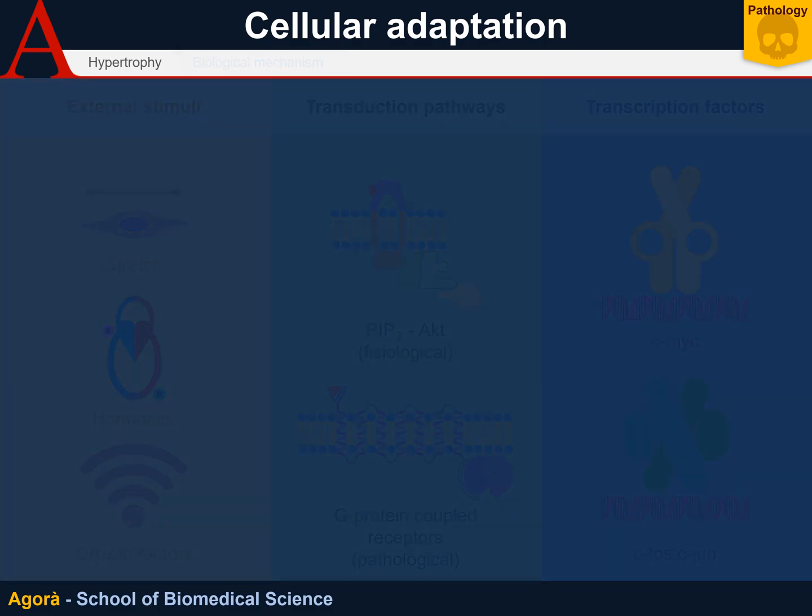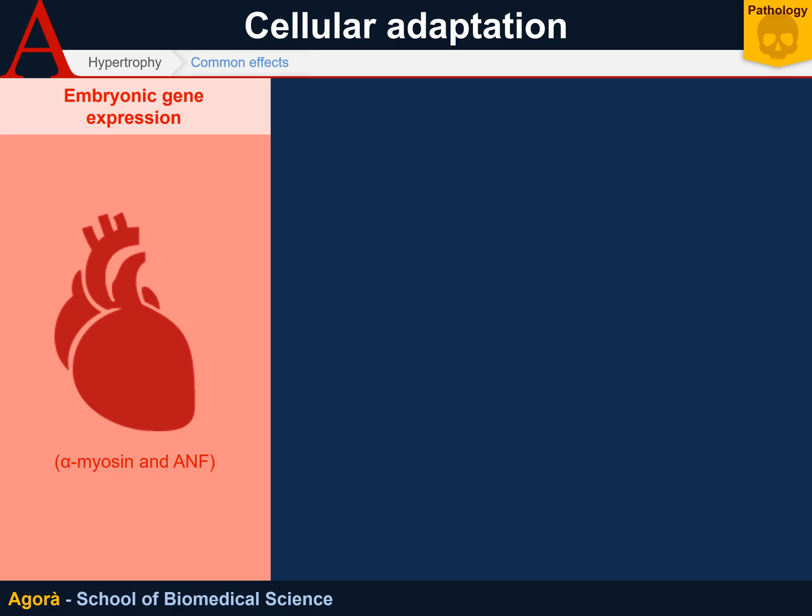A common effect of hypertrophy is embryonic gene expression, since hypertrophic cells are not only increasing in volume, but also changing their protein synthesis pattern. For example, gene re-expression may occur for beta-myosin, replacing alpha-myosin in the heart. Beta-myosin gene is an embryonic gene allowing a more effective contraction. To reduce the hemodynamic overload, the atrial natriuretic factor is instead produced by the ventricles as well.